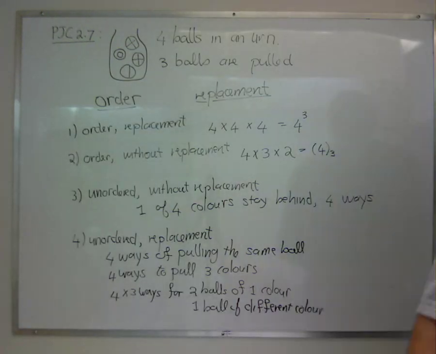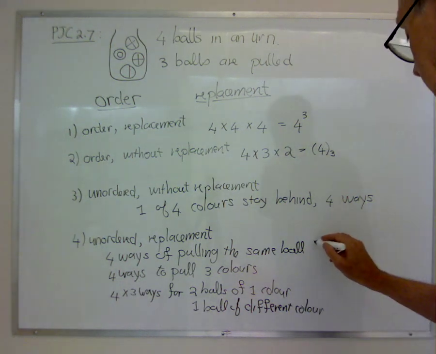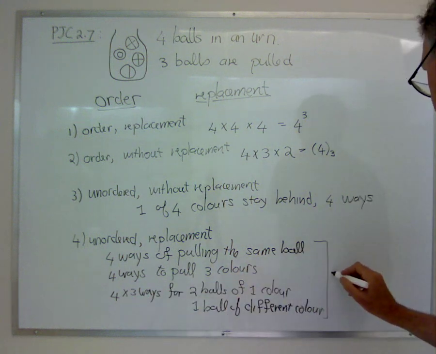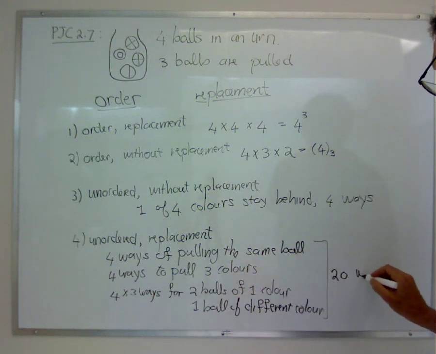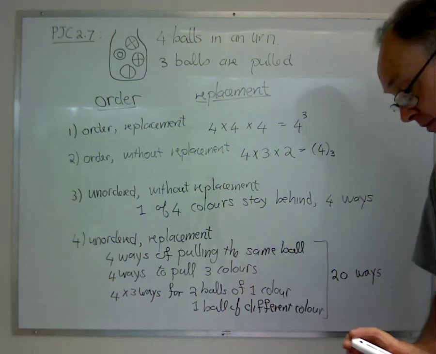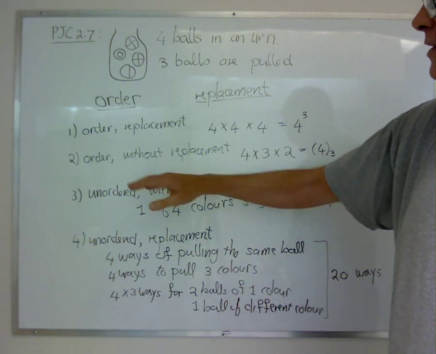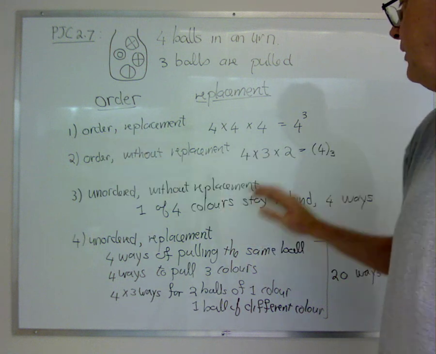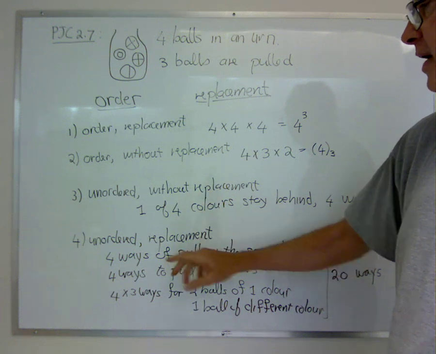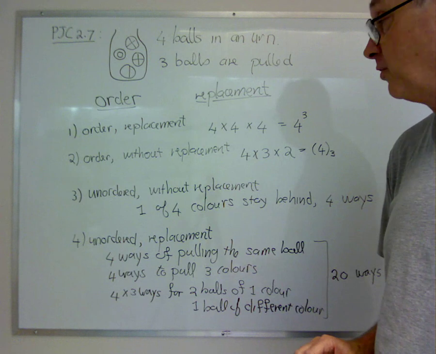And so now you have to add these up, right? So you have 4 plus 4 plus 12, so there are 20 ways. And so the message you should take from here is that if you pull balls with order, the situation is rather straightforward. But if you don't have order, then either with or without replacement you have to argue a bit more carefully.